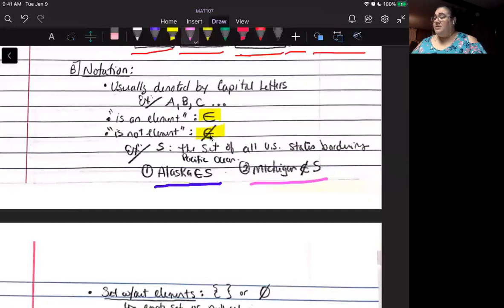Okay? So those are the first two symbols of notation that we use. So things to remember so far: we name or we label our sets by using capital letters. We use this symbol to mean is an element, meaning it does belong in this set. And we use this symbol to mean is not an element, meaning it does not belong in this set. Okay?